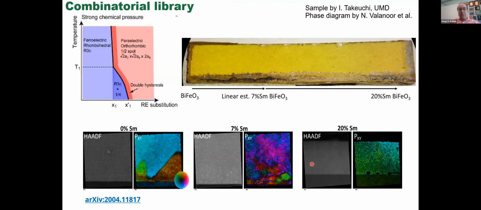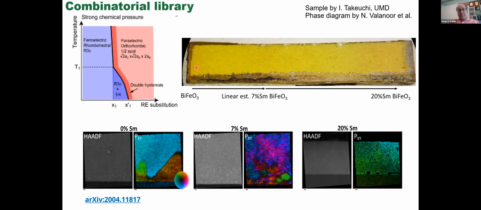And the part which I'm particularly excited about is the use of machine learning and microscopy to explore the combinatorial spread libraries. So for example, if you have a sample that is ferroelectric bismuth ferrite on the one end and the non-ferroelectric samarium bismuth ferrite on the other end, this sample basically encodes all the physics of the morphotropic phase system in just one sample.